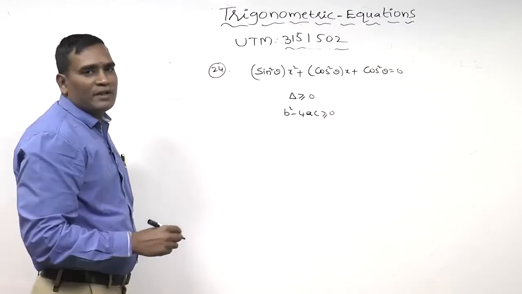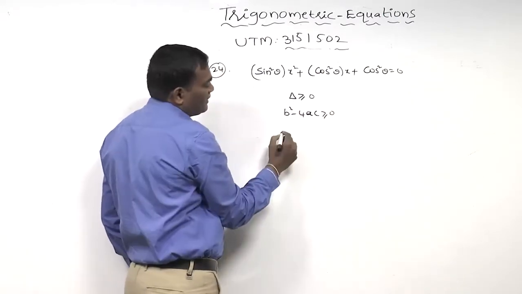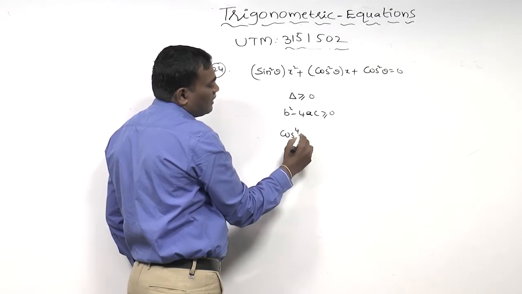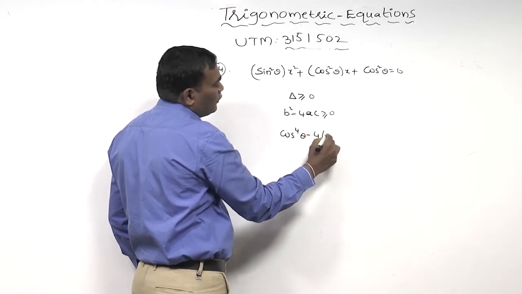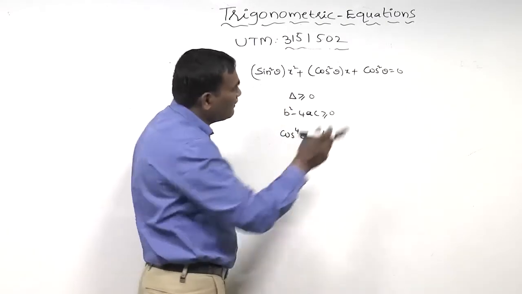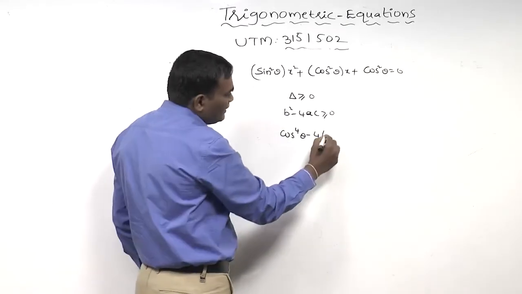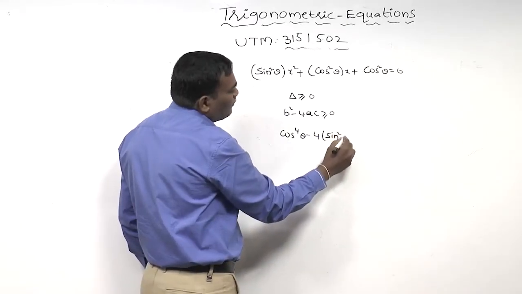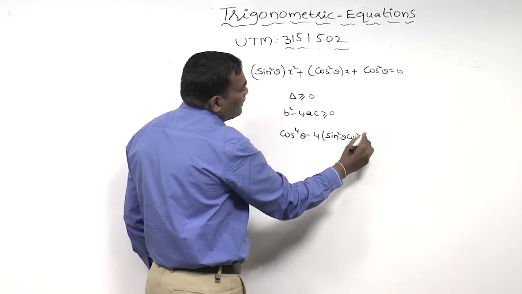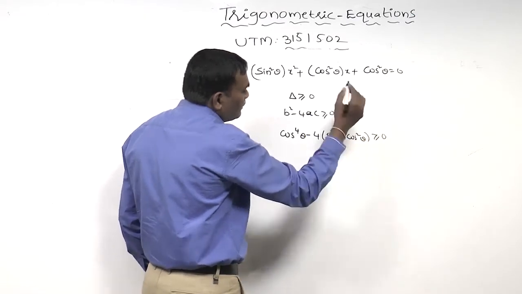So b square, what is b? cos²θ. That is (cos²θ)², cos⁴θ, minus 4 into what is a? sin²θ. What is c? cos²θ. That is, here, cos⁴θ minus 4 sin²θ cos²θ is greater than or equal to 0.